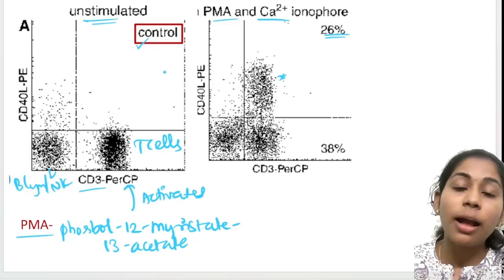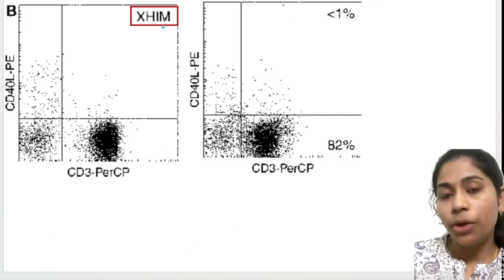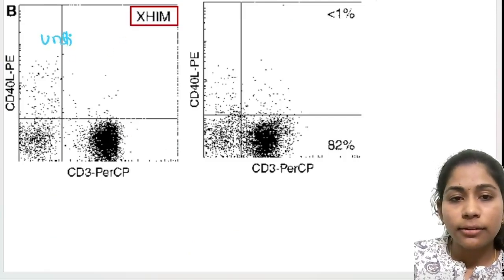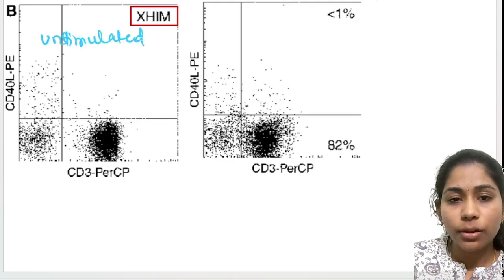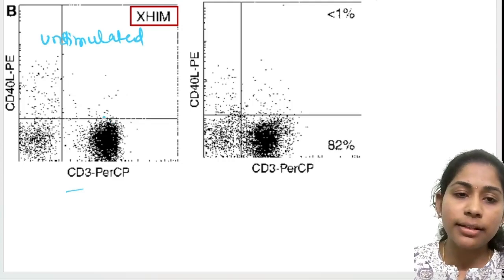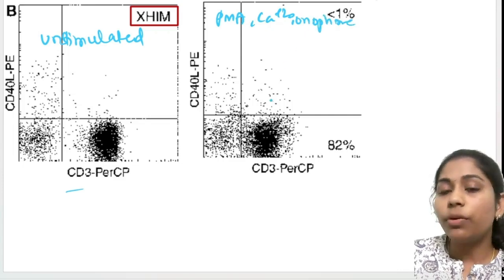So if the patient has hyper IgM syndrome, what will happen? XHIM is X-linked hyper IgM syndrome. What will happen if the patient has this hyper IgM? See, initially this is the unstimulated one, again unstimulated. So for CD3, obviously unstimulated, they won't express any CD40. Then we are adding, again, PMA and calcium ionophore. We are adding those two. So what will happen here?